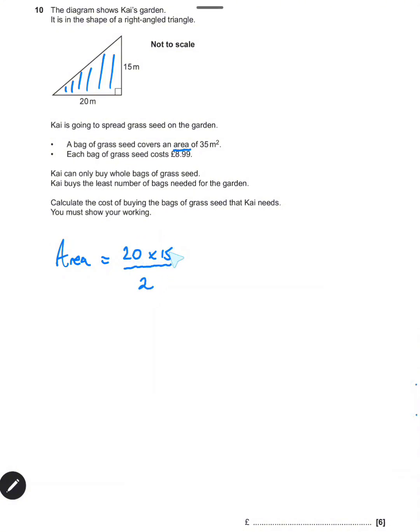Well, 2 times 15 is 30. So 20 times 15 will be 300. And we're going to divide that by 2. And that comes to 150 square metres. If we focus on this bit of the question, it's talking about grass seed covering 35 metres squared. So I'm going to see how many 35s go into this. You can do it using bus stop, but I'm just going to add up 35s.